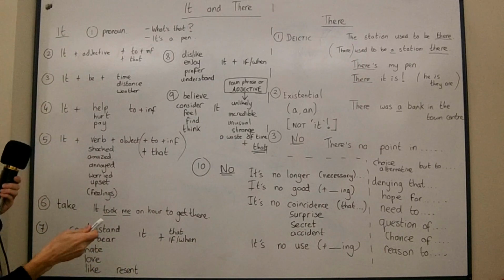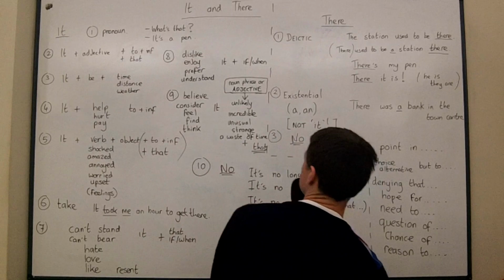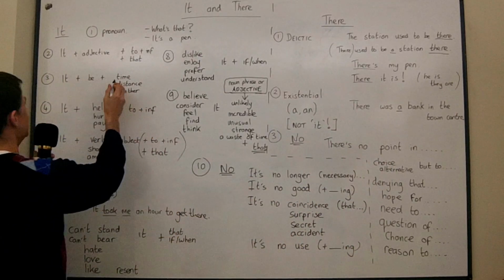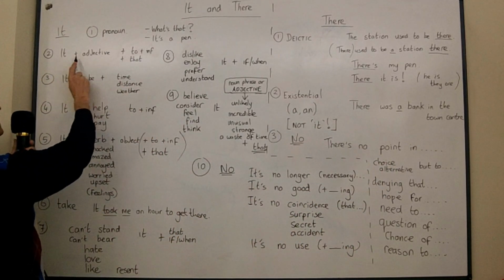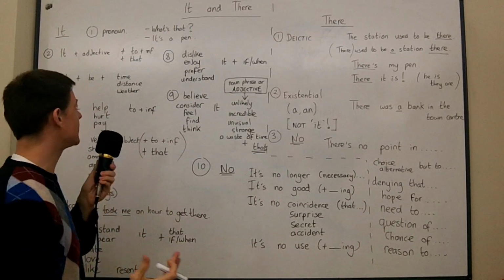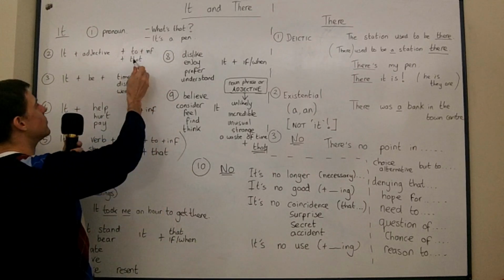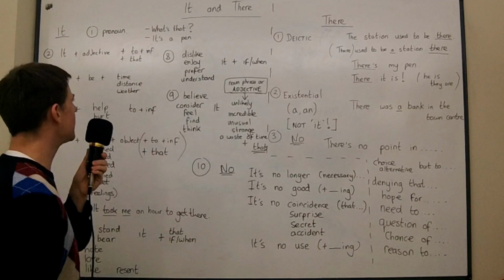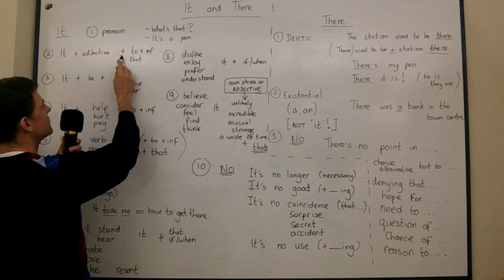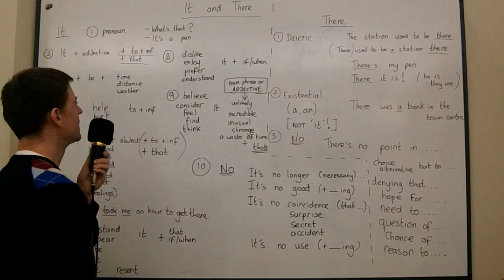However, there are some other times when we use "it", and I think I've forgotten to put them on the board. Oh no, here they are. So let's first of all deal with "it" and adjective. We often say "it was good", "it was great", "it was wonderful to meet you", or "it was wonderful that he came to the party as well". So we can use "to" plus infinitive and "that" after "it" and adjective.